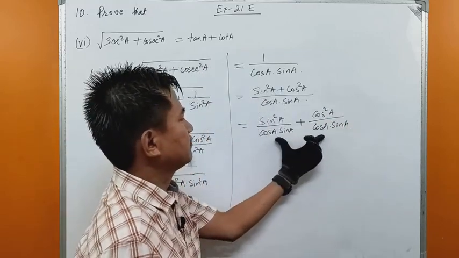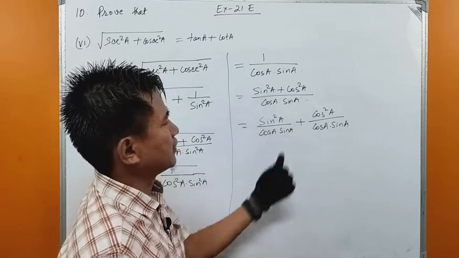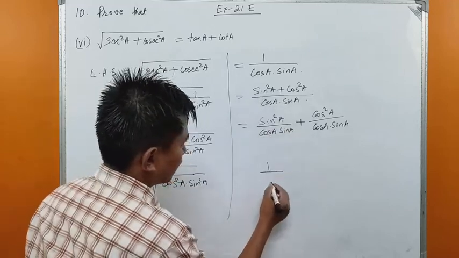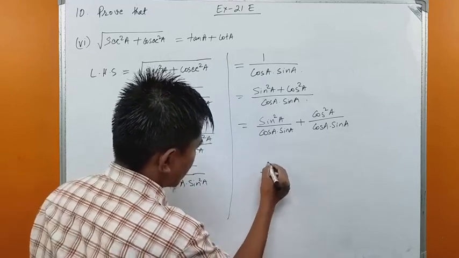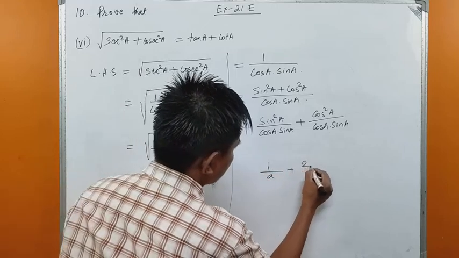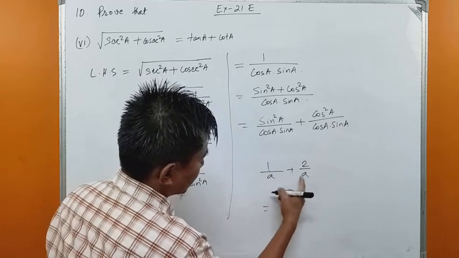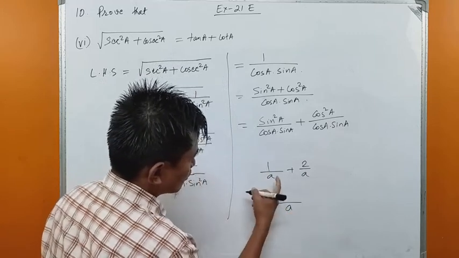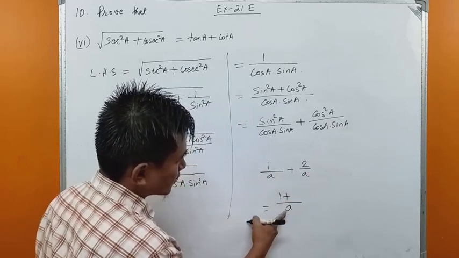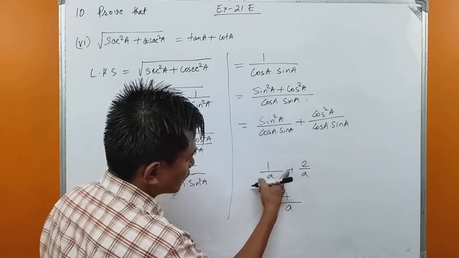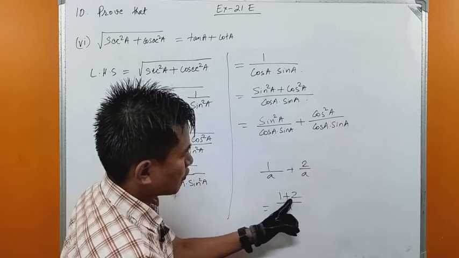If we take the LCM, cos A sin A, it becomes cos A sin A, and this comes here, isn't it? Like if I have 1 upon A plus 2 upon A, LCM A becomes A, okay, so A into 1 is A, that 1 into 1 is 1, plus this plus comes here, A into 1 is A, that 1 into 2 is 2, so 1 plus 2 upon A.